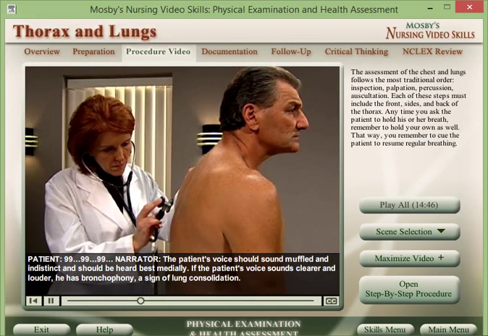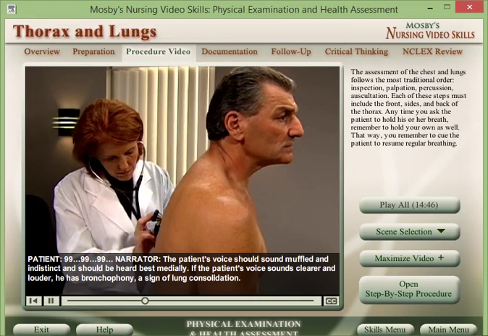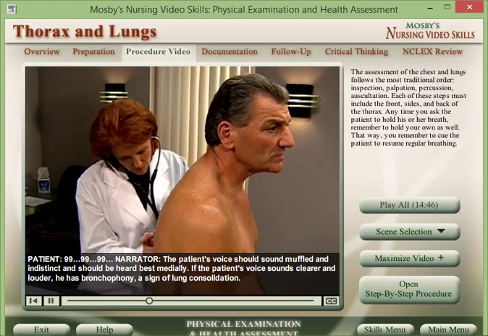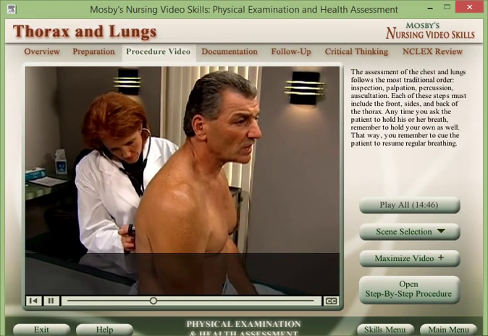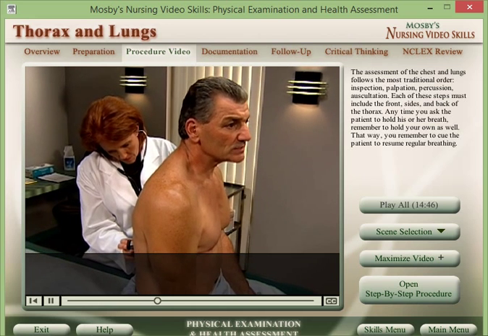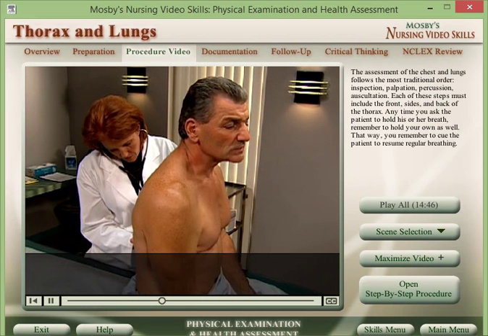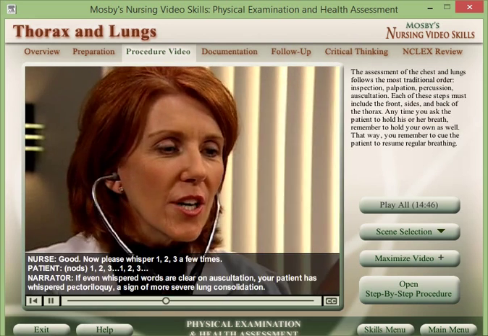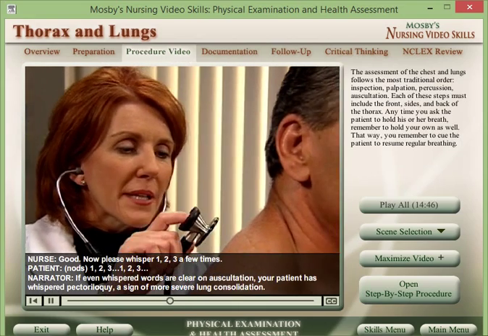If the patient's voice sounds clearer and louder, he has bronchophony, a sign of lung consolidation. 99, 99, 99. Good. Now whisper 1, 2, 3 for me, please.